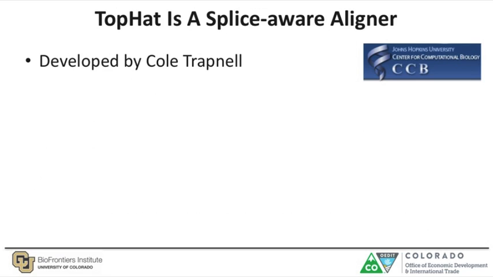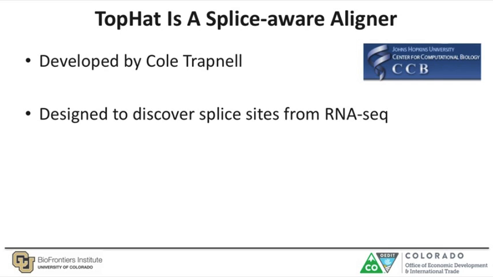TopHat was created by Cole Trapnell, who also helped to develop the Bowtie read aligner. Currently, TopHat is a collaboration between Trapnell and his group and the Center for Computational Biology at Johns Hopkins University. TopHat was designed to perform de novo splice site discovery. There are several versions of TopHat, and as with Bowtie, we will focus our discussion on TopHat 2 instead of the original TopHat program.